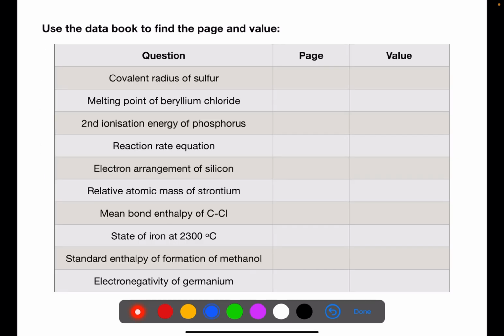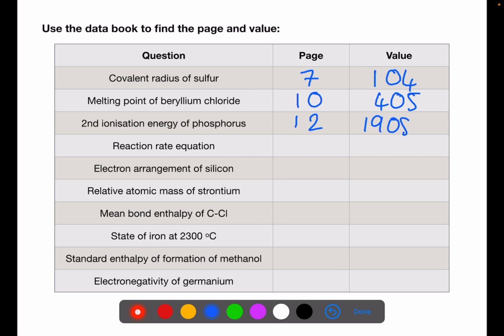The first one we're looking for is the covalent radius of sulfur. So we find covalent radii on page 7, and the covalent radius for sulfur is 104. The melting point of beryllium chloride can be found on page 10 and is 405. The second ionisation energy of phosphorus you'll find on page 12 and is 1908.